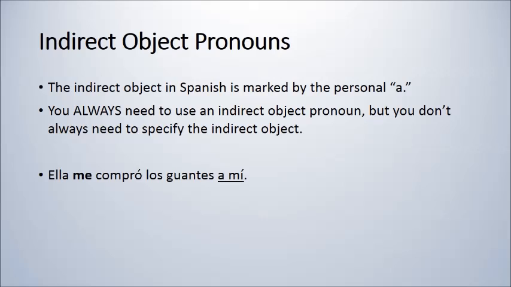Here's an example. Ella me compró los guantes a mí. That's saying she bought me the gloves for me. We already know that me is referring to I and can't possibly refer to anything else. So the a mí at the end is actually not necessary. Versus, yo le regalé los guantes a mi hermana. The le means to him, to her, or to you formal. So we need that a mi hermana to clarify exactly who is receiving the gloves.